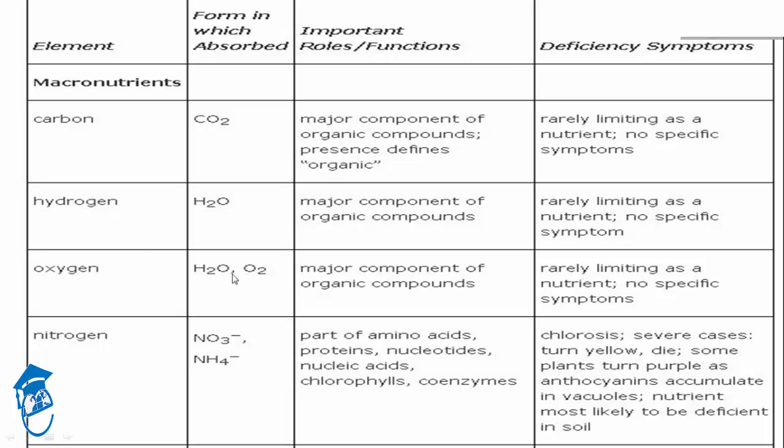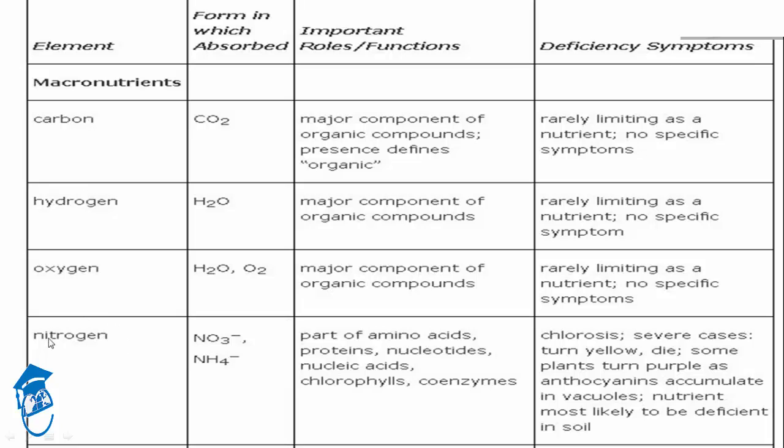Oxygen is mainly absorbed in the form of water and oxygen. What's the role of oxygen? It is the major component of organic compound. It is also very rarely limiting, just like carbon and hydrogen, and no specific symptom is seen of oxygen, just like hydrogen and carbon. Now come to the nitrogen.